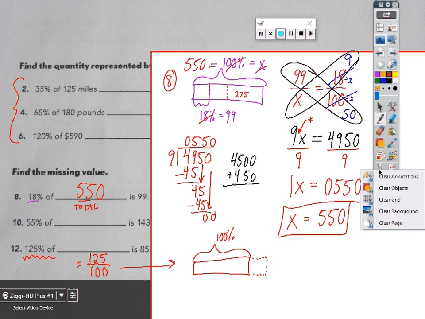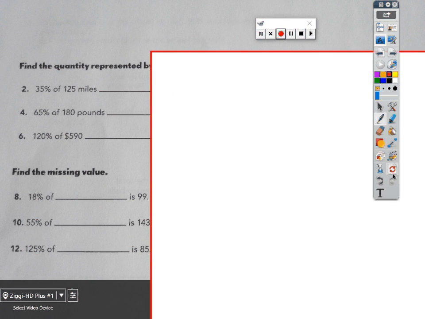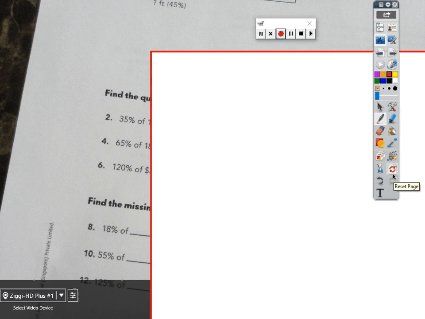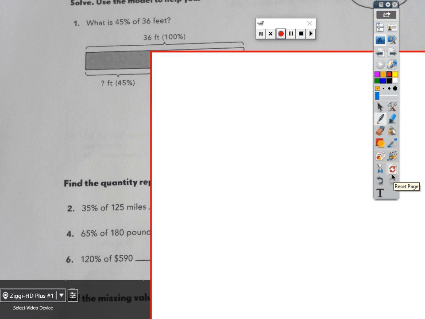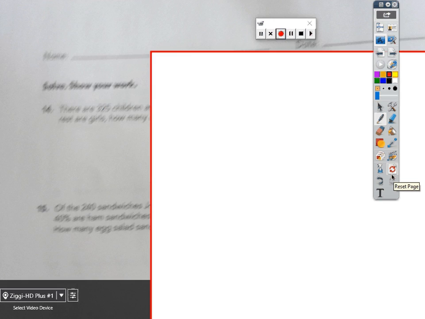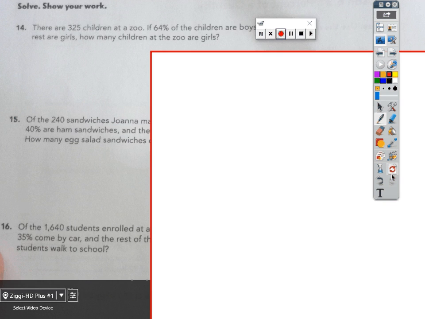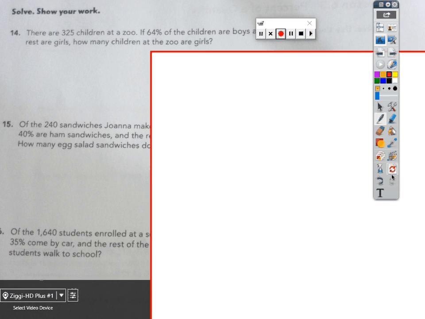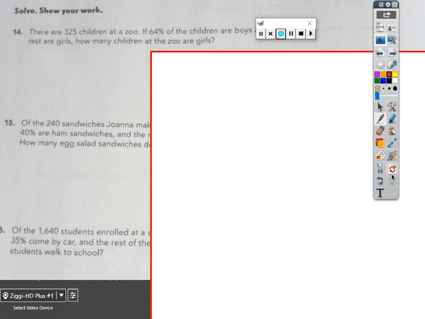All right, let's move on to the next section, which actually I think takes us to our word problems. I can see I need to move my toolbar forth.